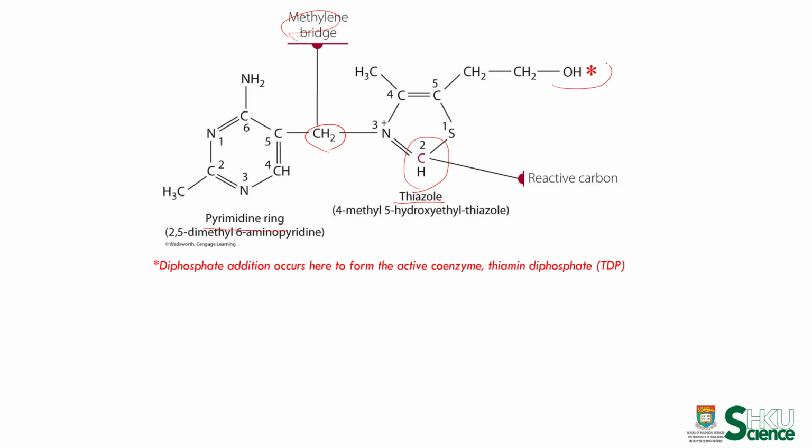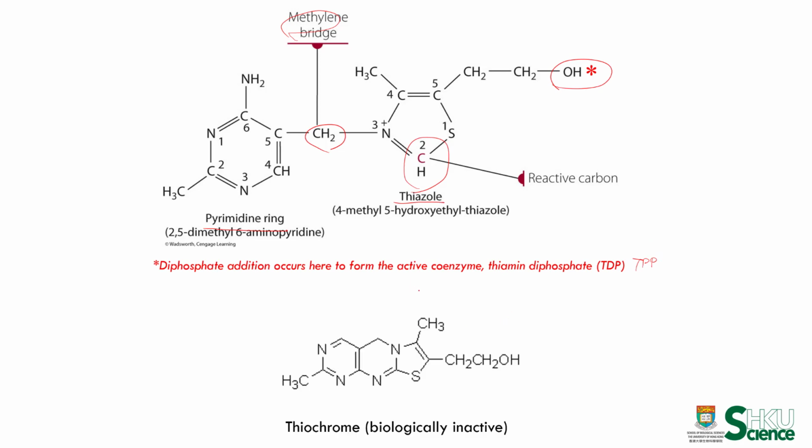If you add phosphate groups at this part of the thiamine molecule, you get the active form of the coenzyme called thiamine diphosphate, TDP, or thiamine pyrophosphate, TPP. They are the same. Now, thiamine has a cousin with a very similar structure called thiochrome. It has something that looks like the pyrimidine ring, but this part of it is joined to this part to form another ring in the middle. So even though it has something that looks like the thiazole and something that looks like the pyrimidine, it has no methylene bridge, and therefore it is biologically inactive.